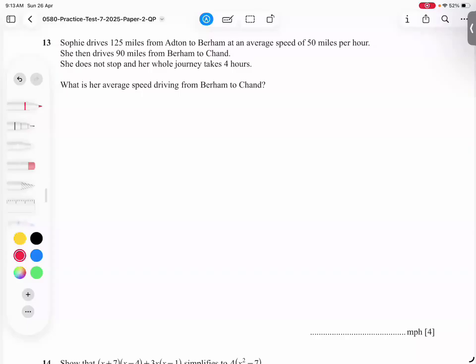Question number 13, students, we have now. Sufia drives 125 miles from A to B at an average speed of 50. Okay, I just mentioned here A to B. And distance is how much? Distance is 125 miles. And speed is how much? 50.